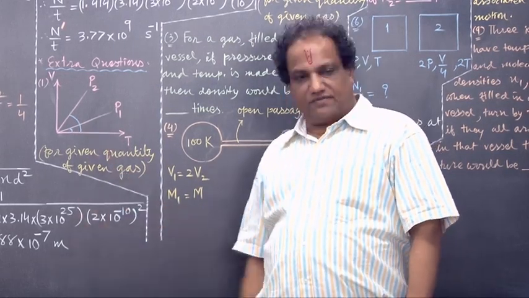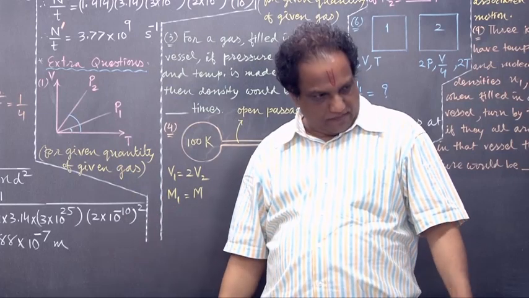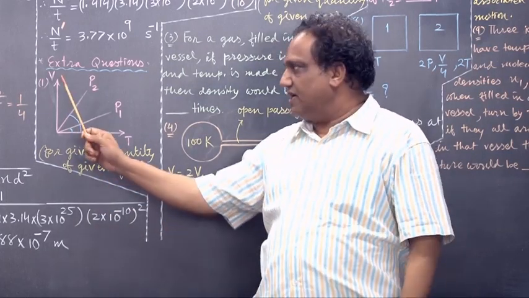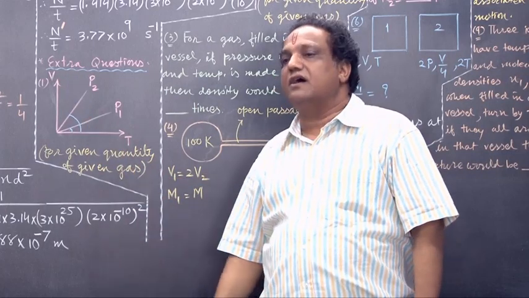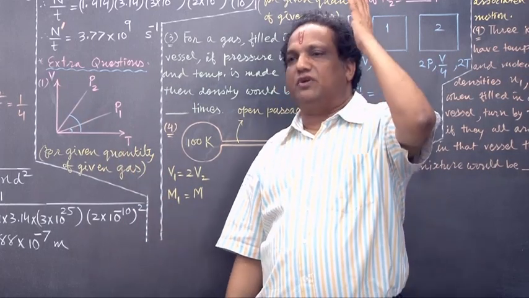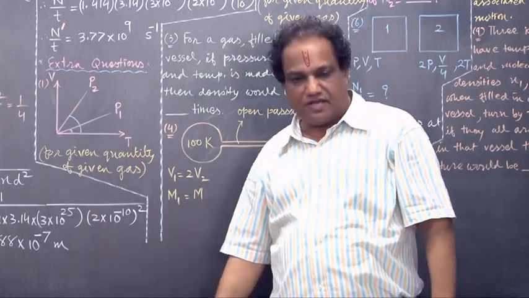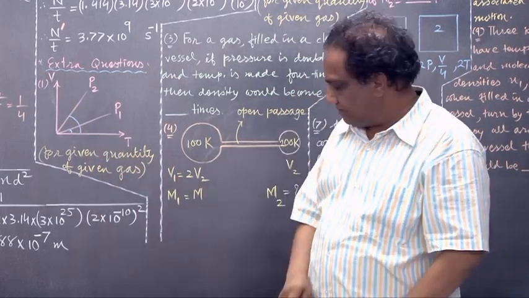How to find this graph? Is it not a straight line? Yes. Is it not passing through origin? Yes. So what is the slope here? You may say dV upon dT, or V upon T.